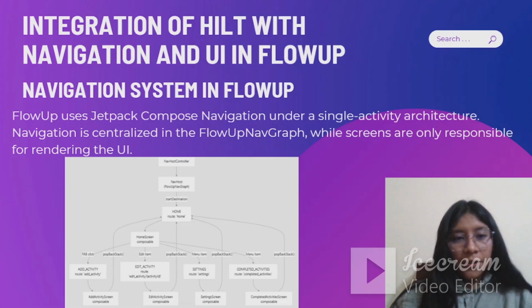Hello everyone, in this part of the presentation I will explain how Hilt was integrated with navigation and the UI layer in the FlowUp project, and how we evaluated and refined the code generated by AI. In the navigation architecture, FlowUp uses Jetpack Compose navigation under a single activity architecture. All screens are composables hosted inside a single NavHost. Navigation is centralized in the FlowUp NavGraph, while screens are focused only on displaying the user interface. This helps keep the project structured and easy to maintain.